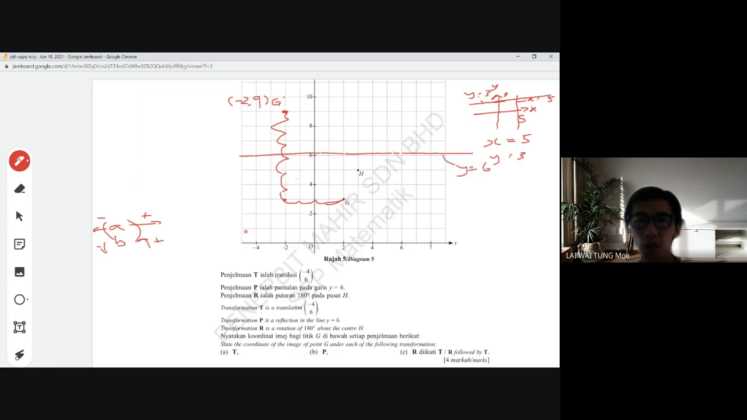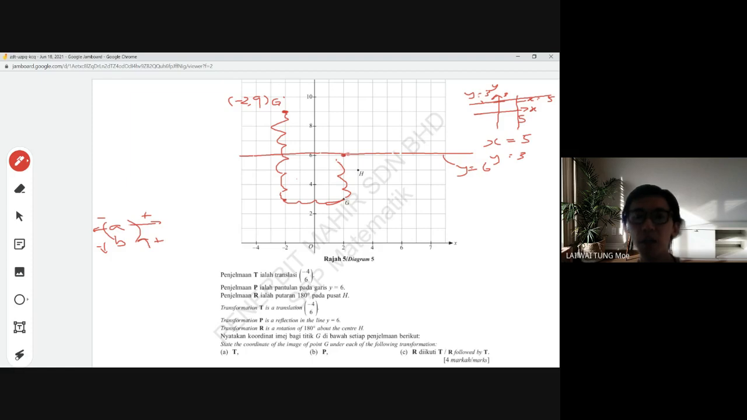Now the transformation for P is a reflection in the line y equals 6. So how to find the image for G? This is the axis of reflection, so we just need to calculate the distance from the object to the axis of reflection. Here should be 3 units: 1, 2, and 3. So it will come to this part.